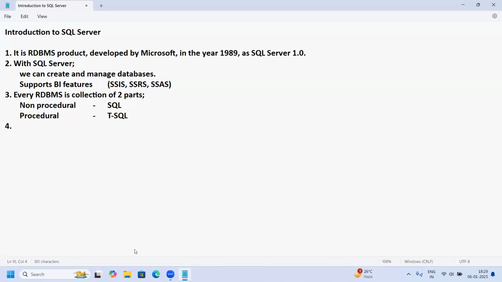And does SQL Server support SQL? 100%, no doubt in it. SQL Server supports what? SQL language. No doubt, I'm saying no doubt. 100% it supports. Structured Query Language. Now, connecting with SQL, a lot of points are there.